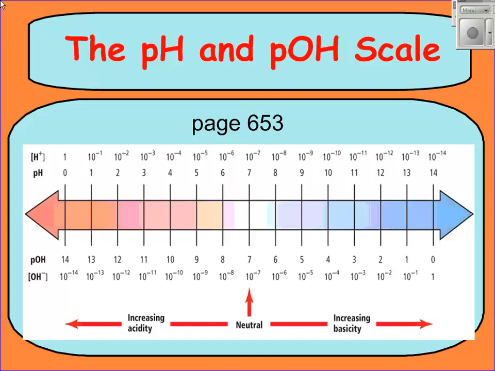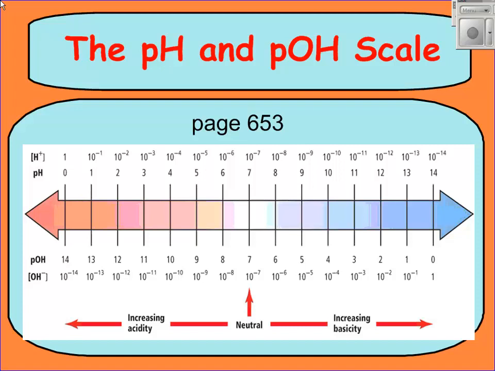Notice the scale that's up on the board. This is actually in your textbook on page 653, which should be open in front of you. If not, go ahead and open to it now. Notice at the very top, it tells you two things. The very top tells you the hydrogen concentration, and then below it, it tells you the pH. Notice that the hydrogen concentration is given to you in scientific notation. It goes from 1 to 10 to the negative first, to 10 to the negative second, all the way down to 10 to the negative 14th.